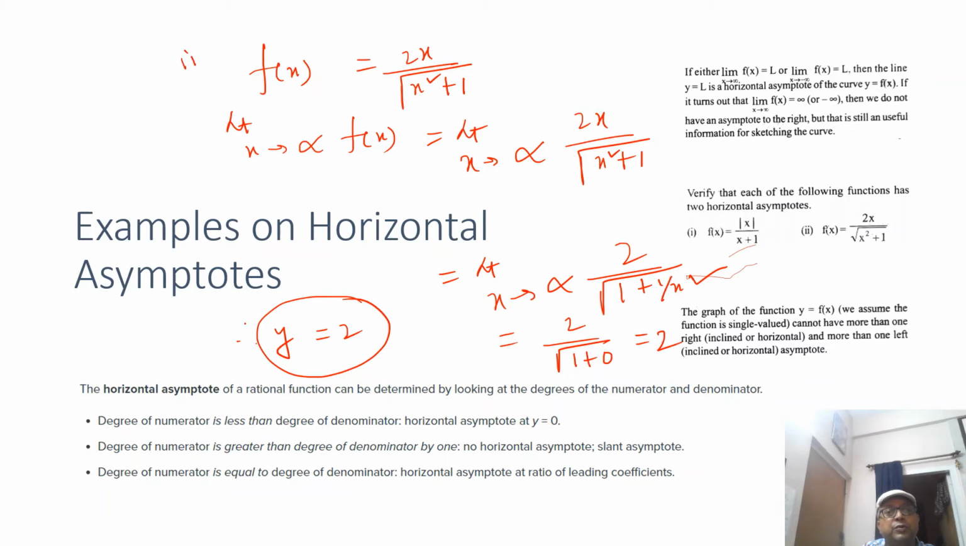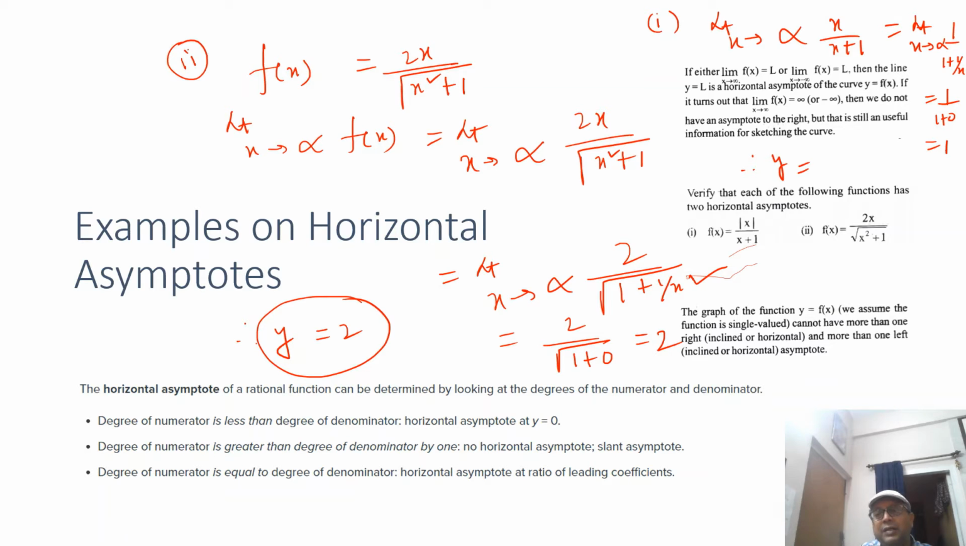This was example 2. In example 1, the limit as x tends to infinity of x by x plus 1: if you divide numerator and denominator by x, this will be 1 by 1 plus 1 by x, so the value is 1 by 1 plus 0, which is 1. Therefore y equal to 1 is one asymptote. Similarly, for the second part, y equal to minus x by x plus 1, this time the limiting value is equal to minus 1, so y equal to minus 1 is the other asymptote.